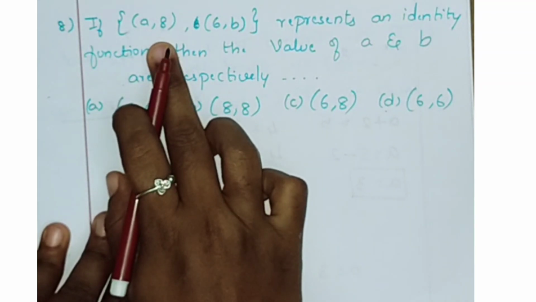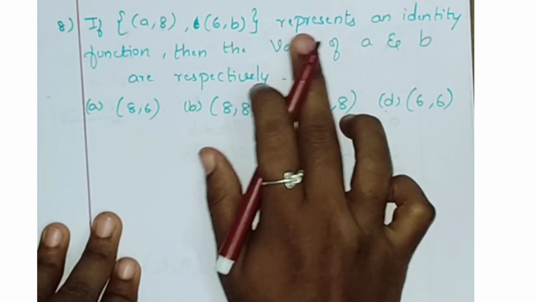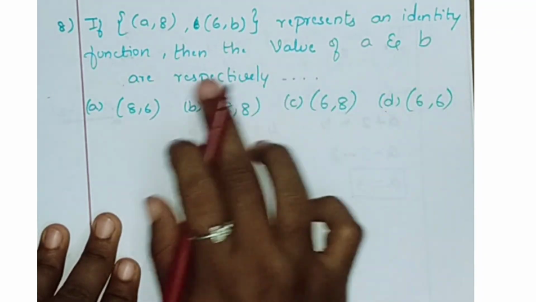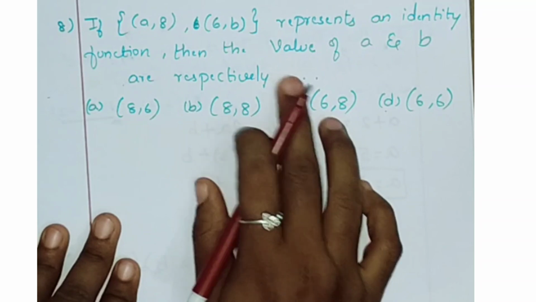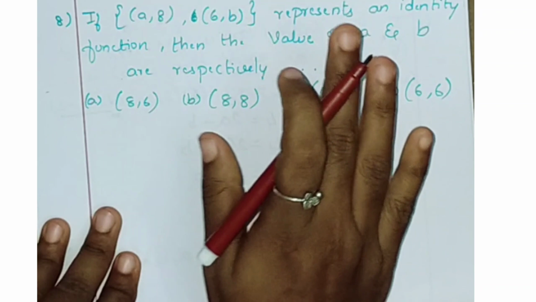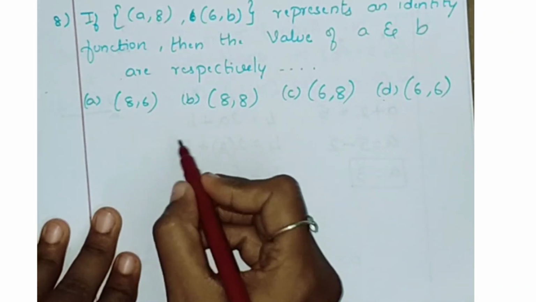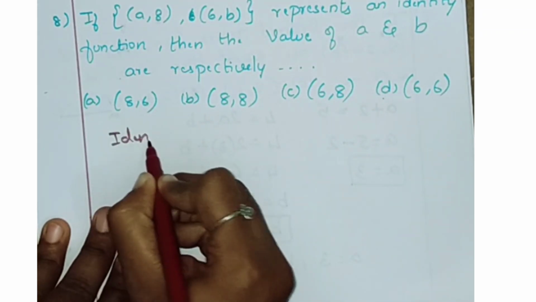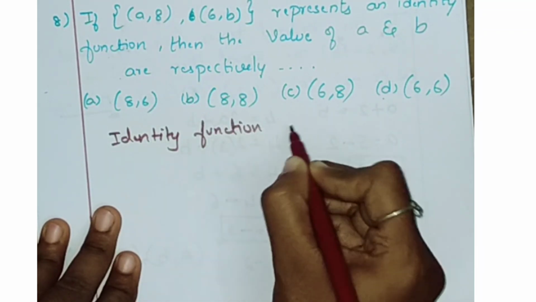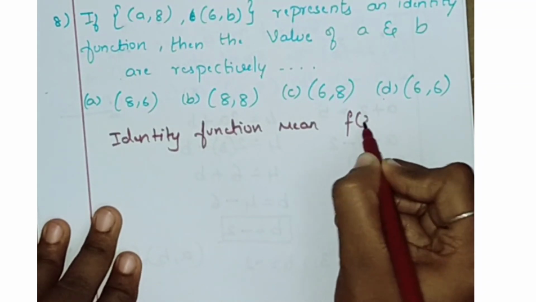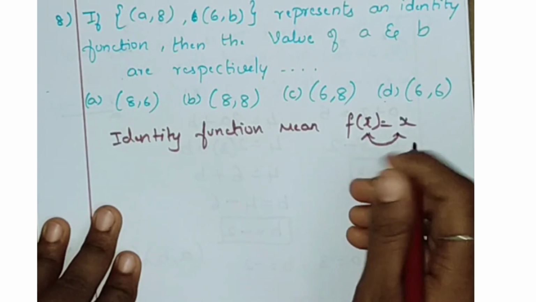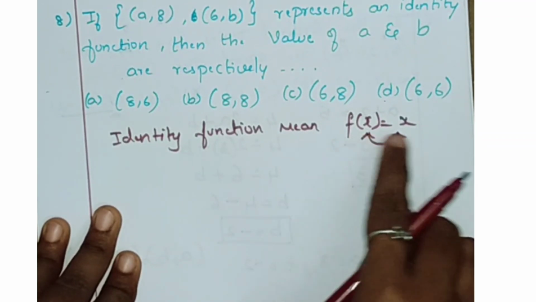If (A, 8) and (6, B) represent an identity function, then the values of A and B are respectively? So you have to find the values of A and B. First of all, you have to know what an identity function means. Identity function means whatever the f of x value is will be the x, which means these two will be the same.